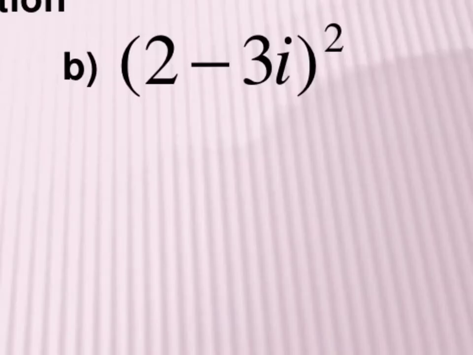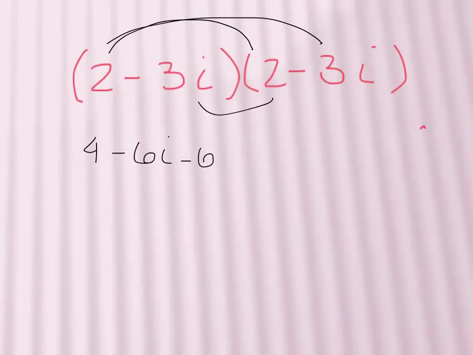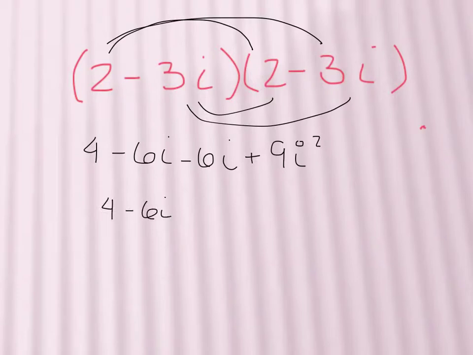Okay, here's part B, and I'm going to treat this the same way, but it helps to write your binomial 2 times, so that way you can see that this is what you're FOILing. So we're still going to do first, which is 4, outer, which is negative 6i, inner, negative 6i, and last, which is positive 9i squared. But that 9i squared is really negative 9, so let's rewrite it that way. Now I can combine like terms, these two and these two. What's my final answer?